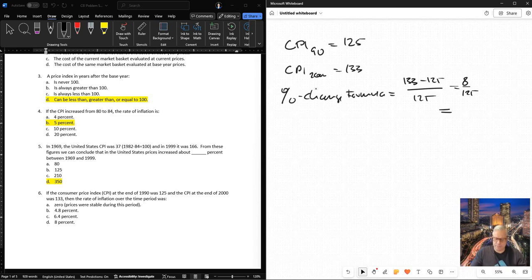8 divided by 125 is 0.064. And of course, if you still want to multiply times 100 to get it in percent, not 1,000, it would be 6.4%. So it's 0.064 times 100 equals roughly 6.4%.